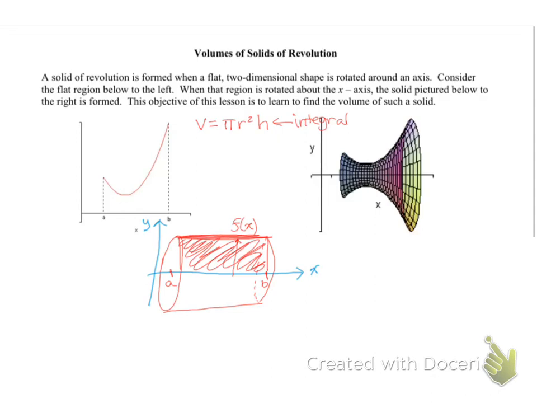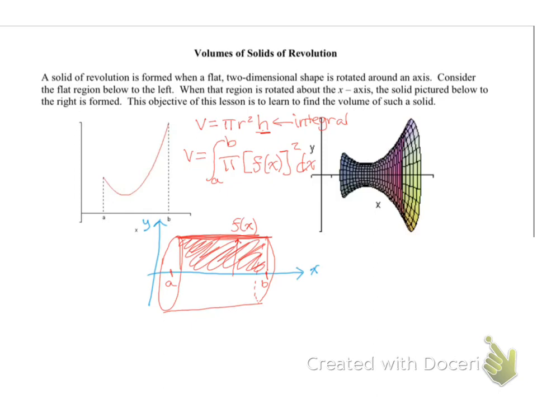All right, so the volume of this cylinder here is going to be the integral from A to B. Okay, that's going to take care of the height portion. And then it's going to be pi r squared. Well, we said that our r was f of x, so it's going to be pi times f of x squared. Okay, and then don't forget the dx.